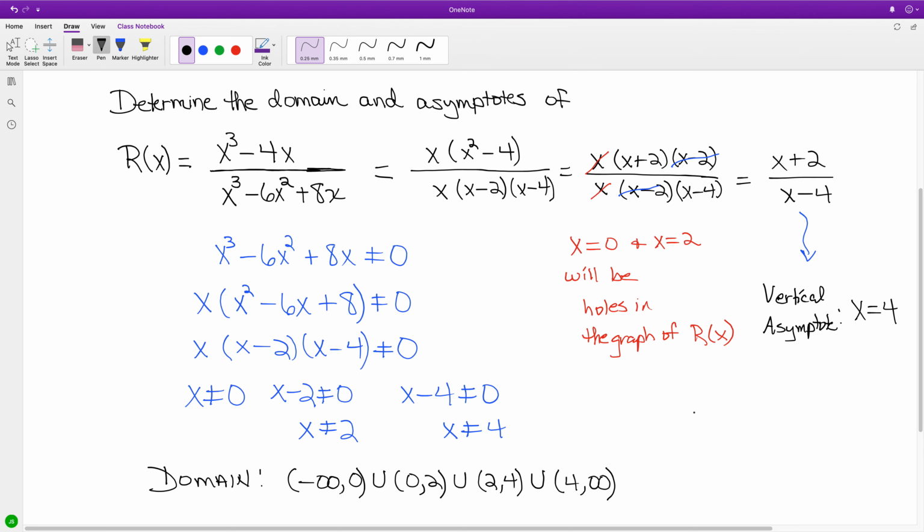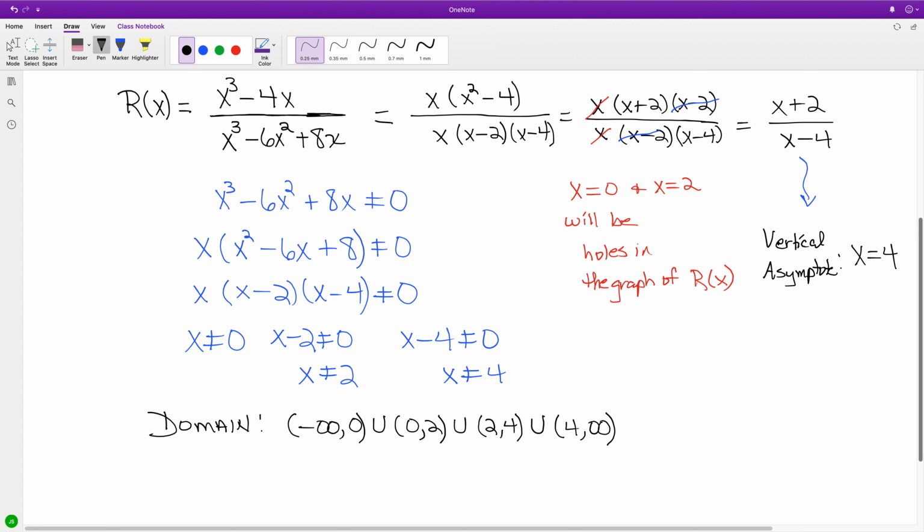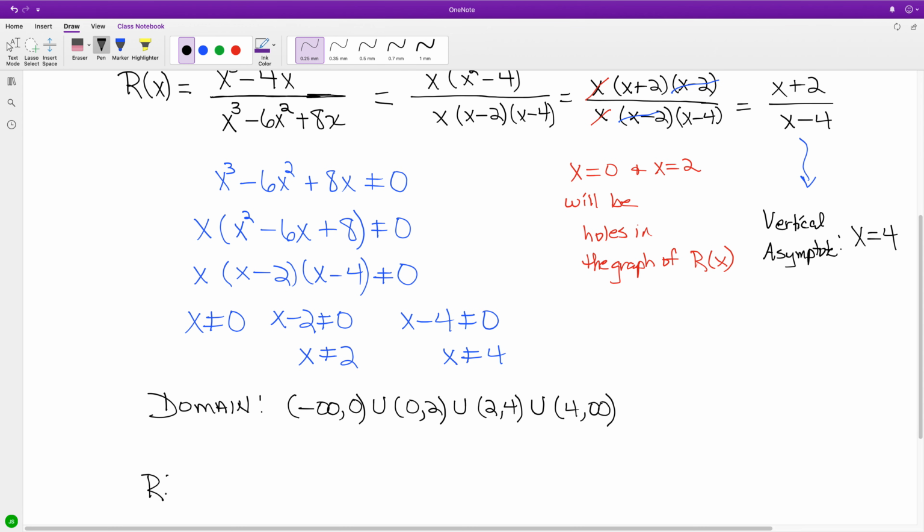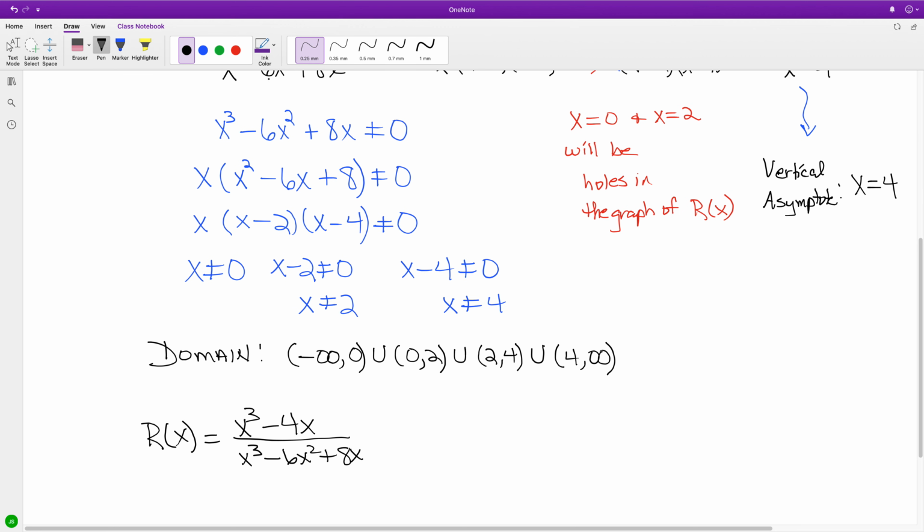Now, in terms of any other asymptotes, if we go back to the original function, we have r of x equal to x cubed minus 4x all over x cubed minus 6x squared plus 8x. Now for what we have in the numerator and denominator, this will come down to degree comparisons. So n is equal to 3, and m is equal to 3. Now the degrees are going to be the same.